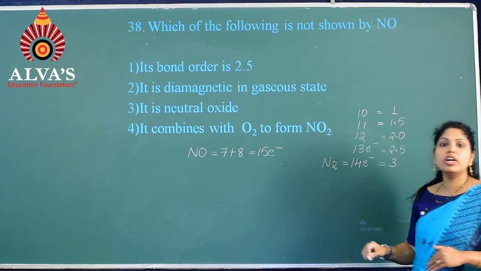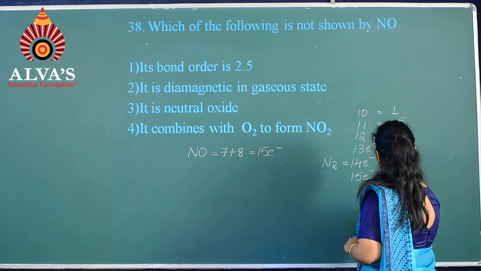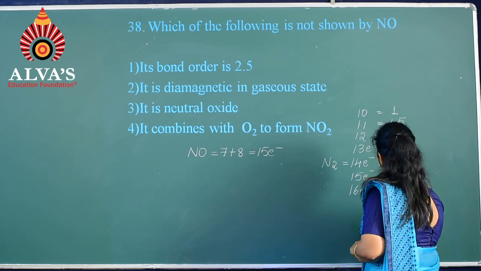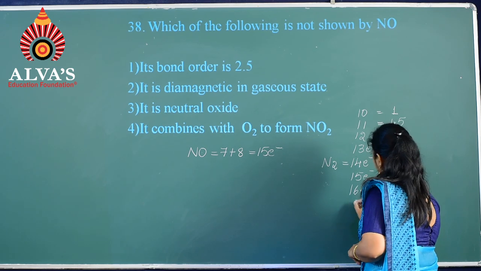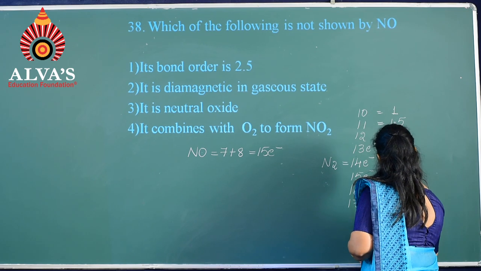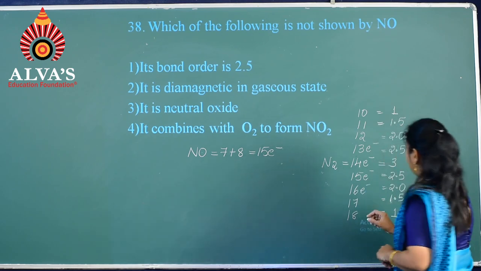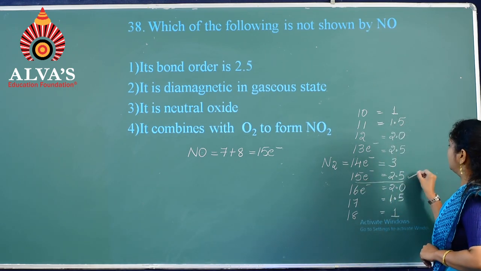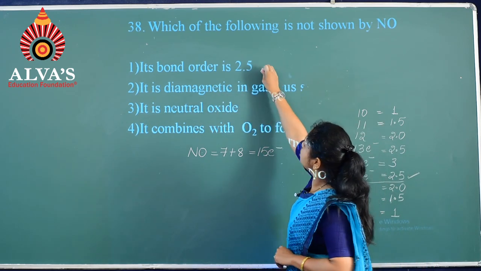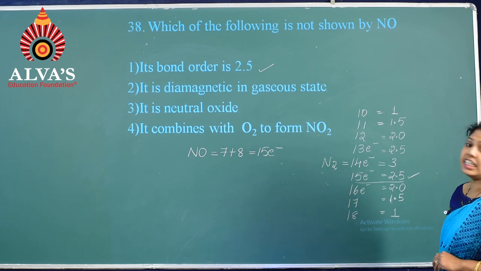Similarly, if I go on increasing the number of electrons, that is for 15 electrons, bond order is 2.5, 16 bond order is 2, 17 bond order is 1.5, 18 bond order is 1. So you can observe for 15 electrons, bond order is 2.5, hence the statement 1, its bond order is 2.5, is correct. Next statement is, it is diamagnetic in gaseous state.